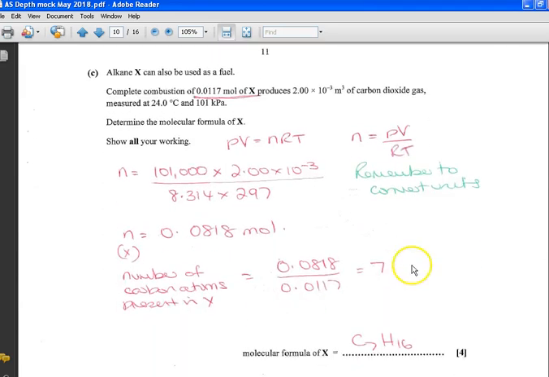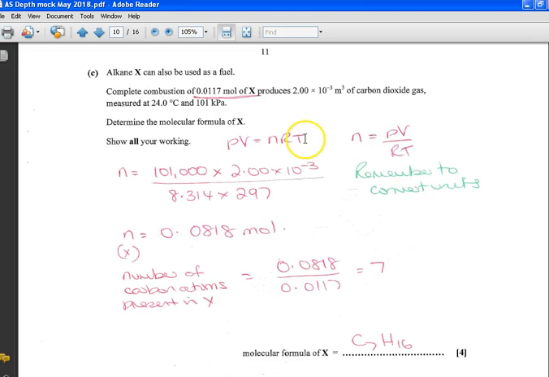Right, okay, and then we're asked about an alkane X, which is also used as a fuel, and we're told that on complete combustion of X, we produce 2 × 10⁻³ cubic meters of carbon dioxide gas, measured at a certain temperature and pressure. So that's a hint that you're going to have to use the ideal gas equation when they put that kind of information in the question.